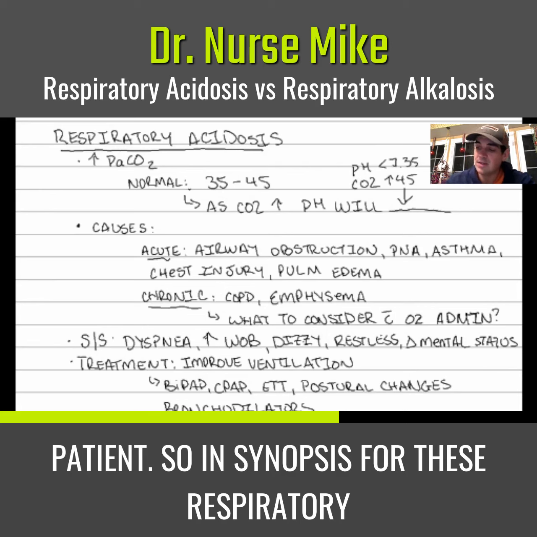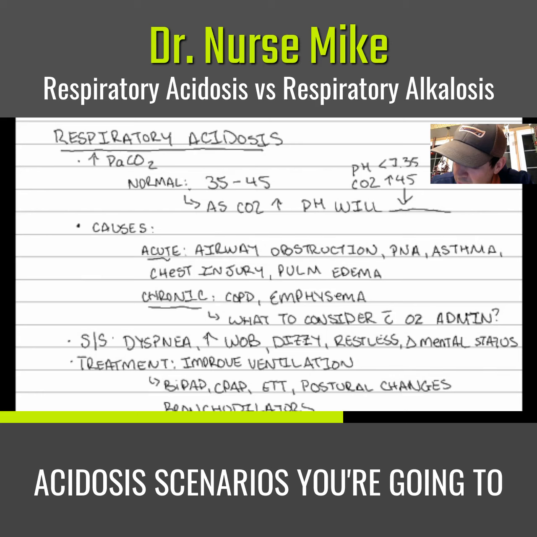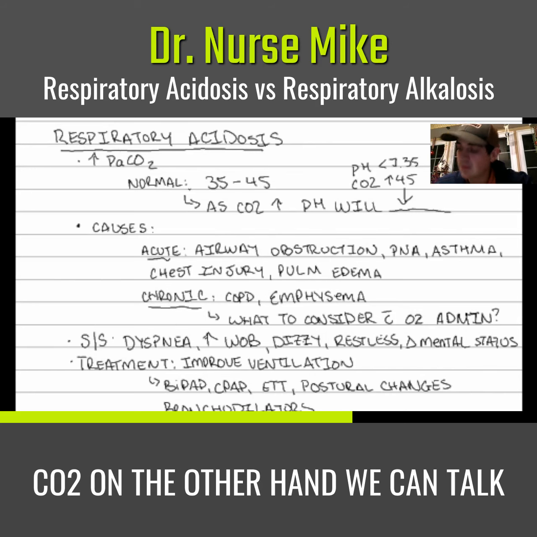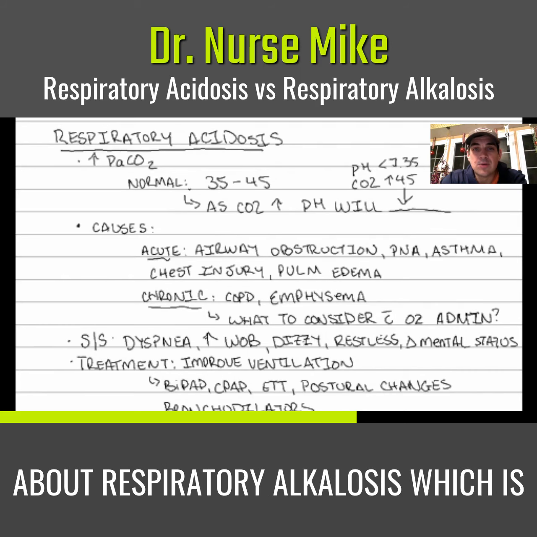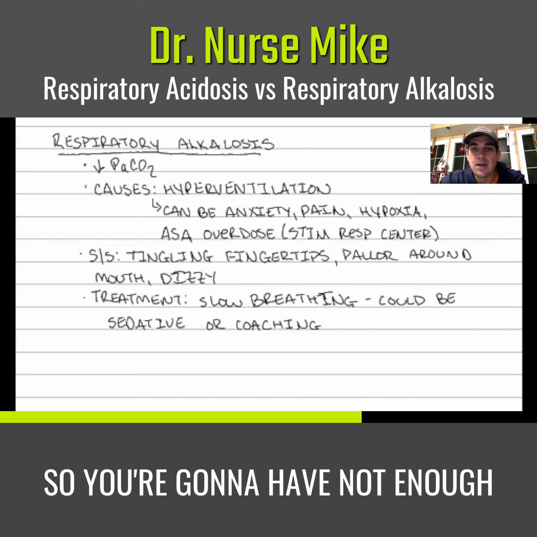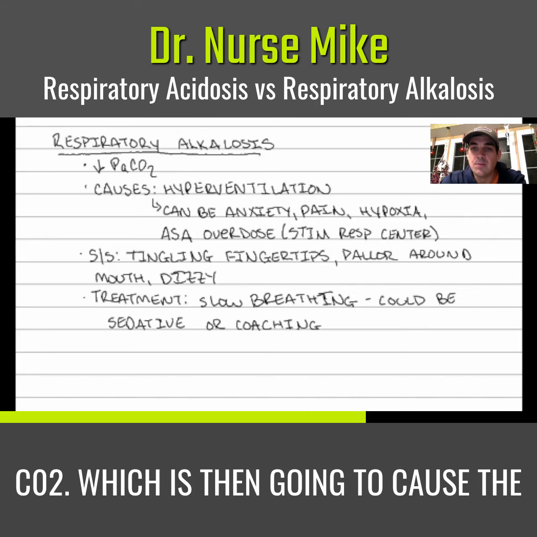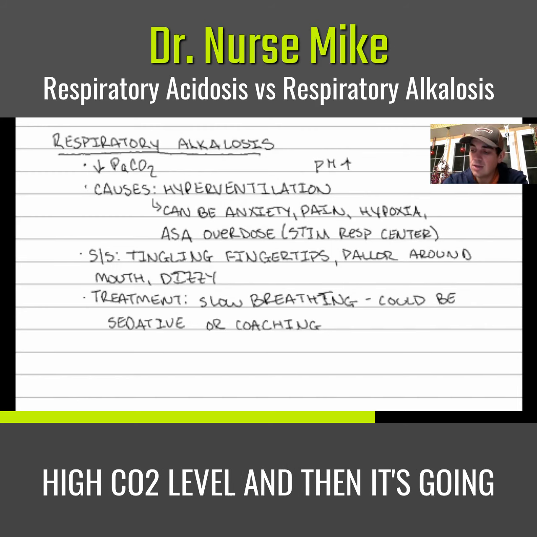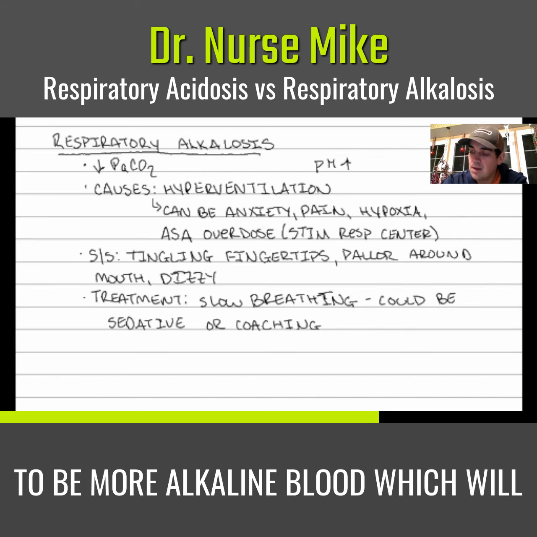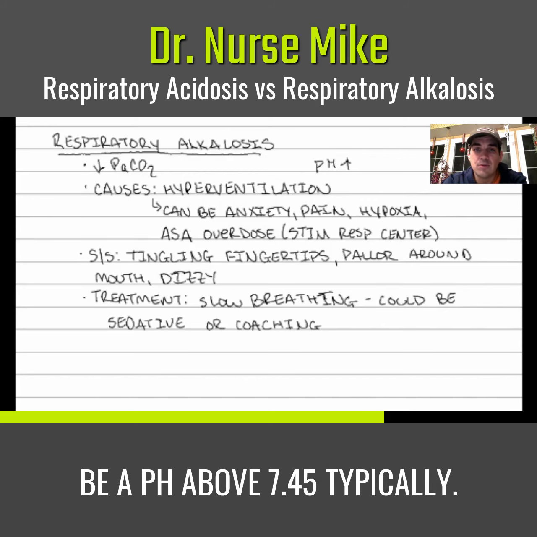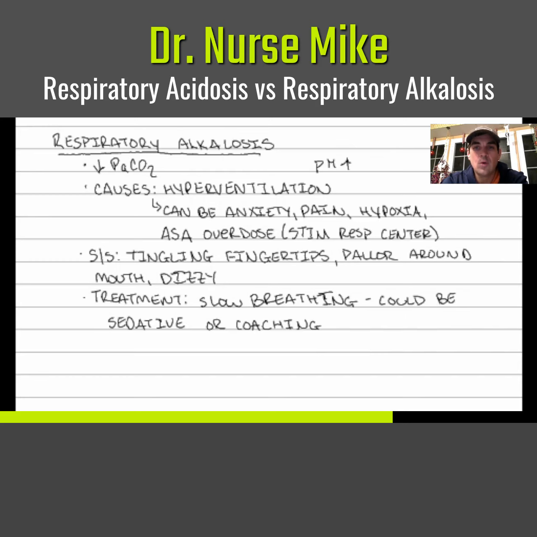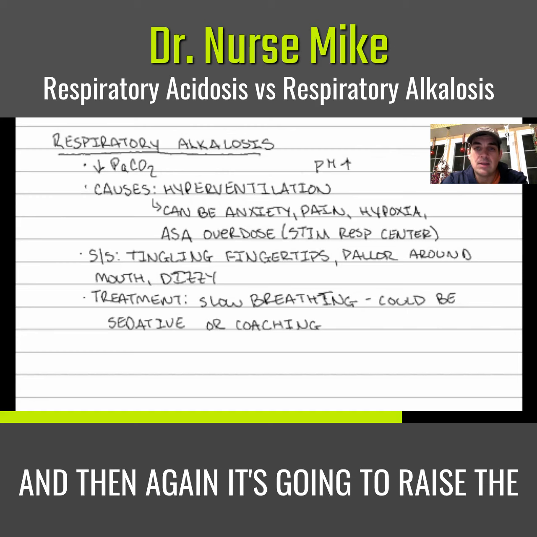So in synopsis, for these respiratory acidosis scenarios, you're going to see a decrease in pH and an increase in CO2. On the other hand, we can talk about respiratory alkalosis, which is basically just the opposite. So you're going to have not enough CO2, which is then going to cause the pH to rise because there's not a high CO2 level, and then it's going to be more alkalotic blood, which will be a pH above 7.45 typically. And this is going to be caused by hyperventilation, right? Because you're breathing real quick. That's going to get that CO2 out, and CO2 levels drop, and then again it's going to raise the pH.